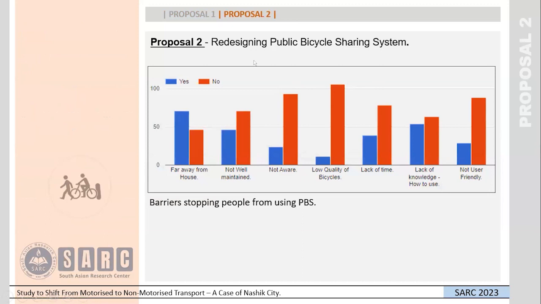We have also seen that the public bicycle sharing system which has been proposed in India has not been very successful in Nasik. So I thought of finding out the barriers. The most important barriers were low quality of bicycles, not user friendly, not aware, not well maintained, and far away from the house. Other barriers we can manage, but it was far away from the house.